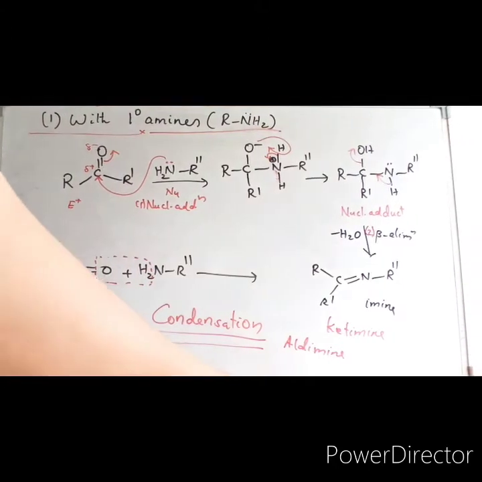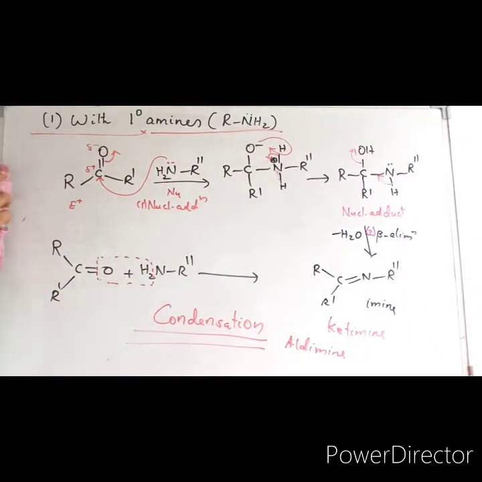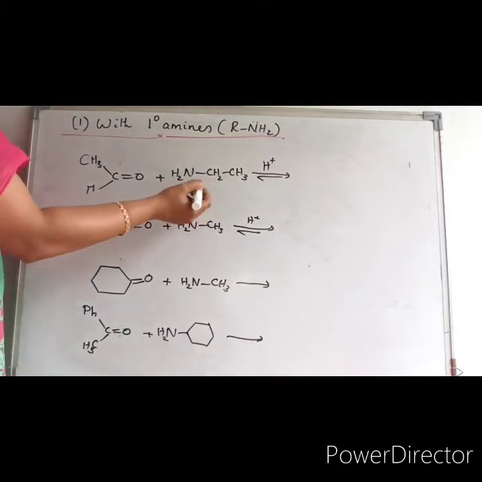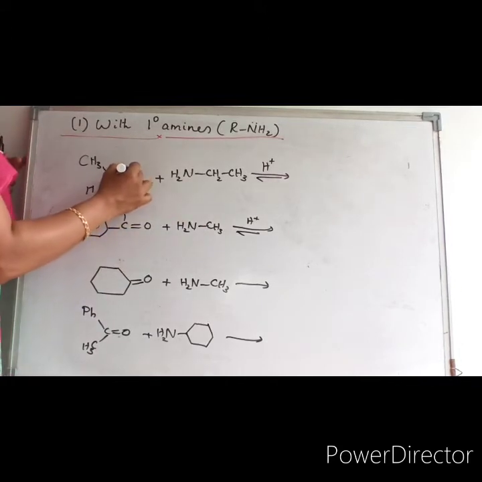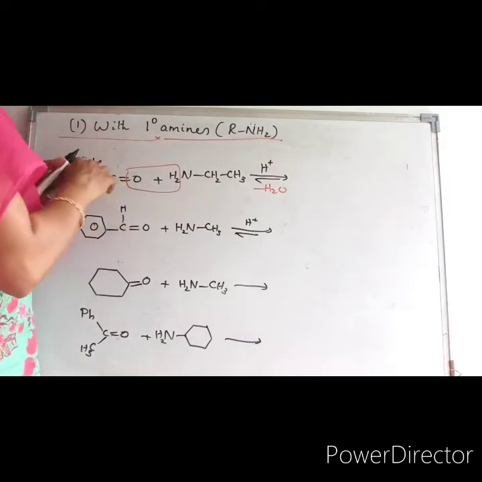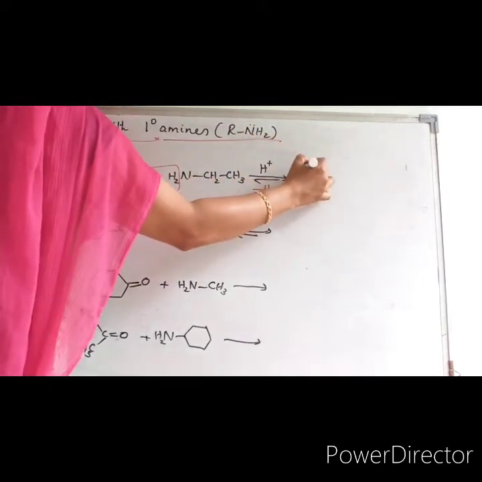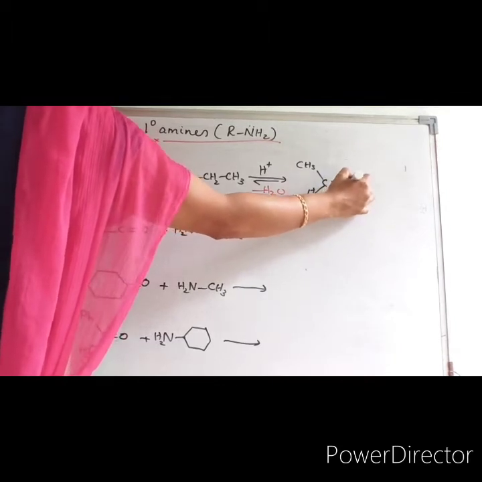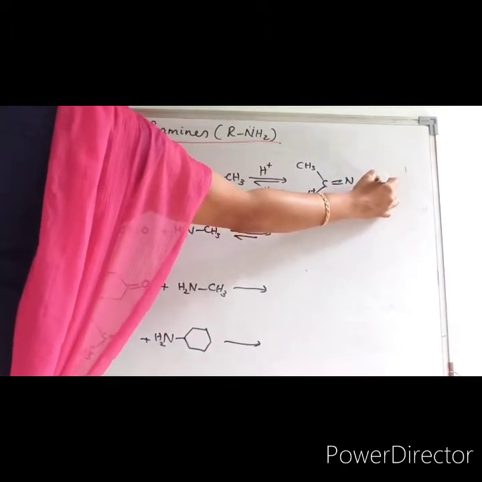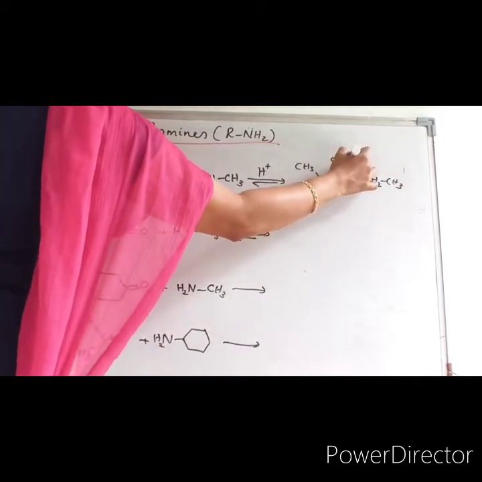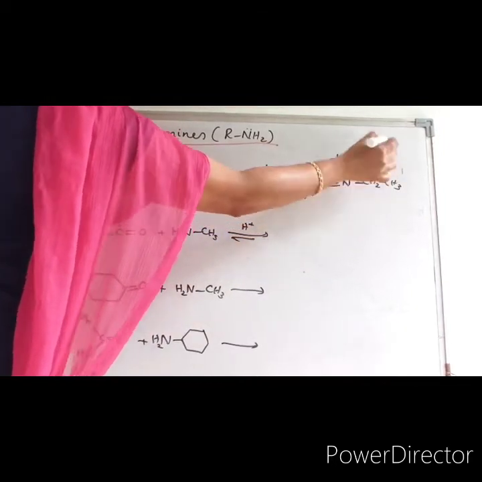Let us write some examples for this reaction. Here I have taken an aldehyde, and here ethylamine. Like this, water will be eliminated and the product will be CH3CH, with a double bond between carbon and nitrogen, then CH2CH3. So this is an imine derived from an aldehyde. So this is an aldimine.